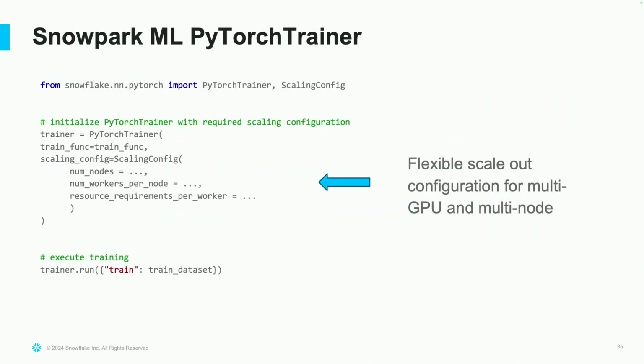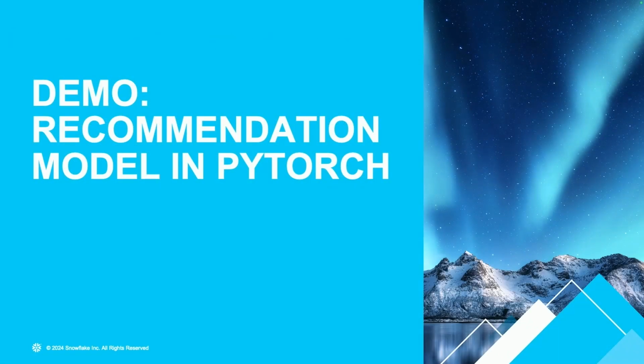And then finally, bringing it all together, you have a PyTorch trainer, where we pass in the train function we had before, which was all standard PyTorch code. And then you have a scaling configuration where you can set the number of nodes, the number of devices, the number of workers per node, and a few other parameters, right? And that's it. Training now gets spun up for you. And now we'll see a demo.